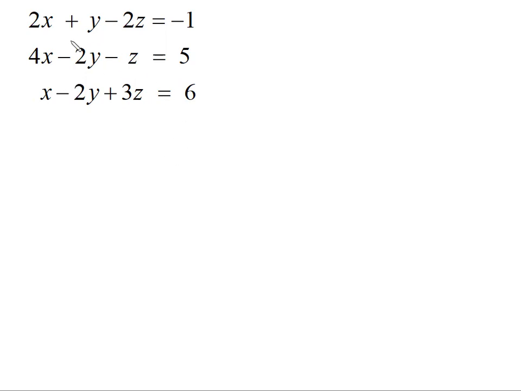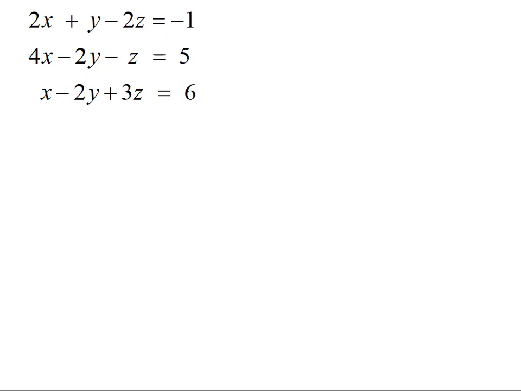Okay, here's an example of a 3 by 3 system. We've got 2x plus y minus 2z equals negative 1. 4x minus 2y minus z equals 5. And x minus 2y plus 3z equals 6. Okay, so pause the video if you need to write that down.